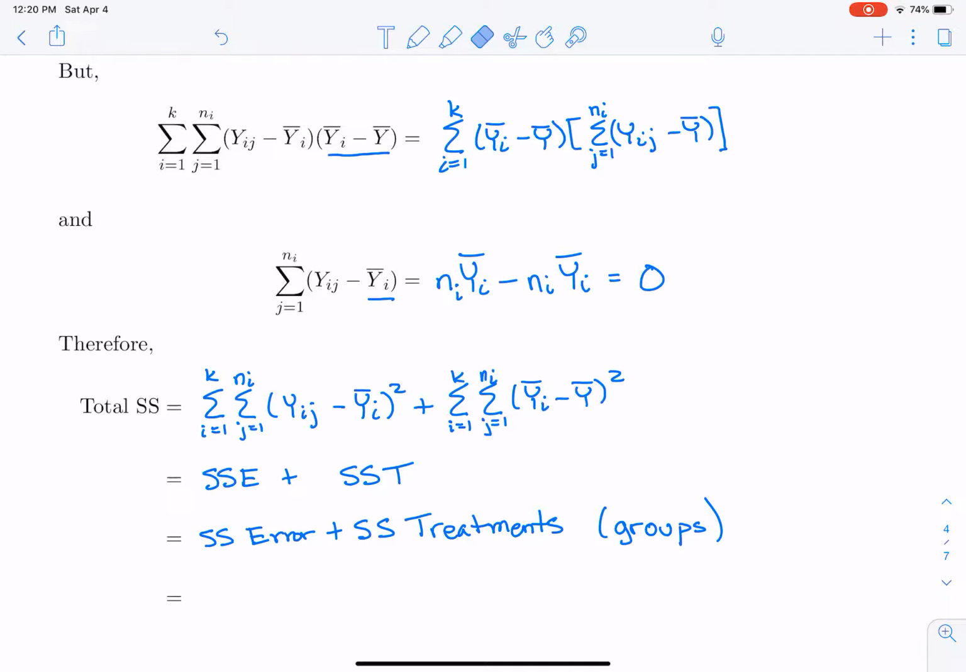Okay, so the sum of the squares of the error, that's going to be the within group variability. You'll notice that I'm taking the sum of the squares of the y sub ij's, so observations minus their own group mean. So that's how much things are varying within the groups. And then the second term is going to be the between the group variability, or the treatment variability.